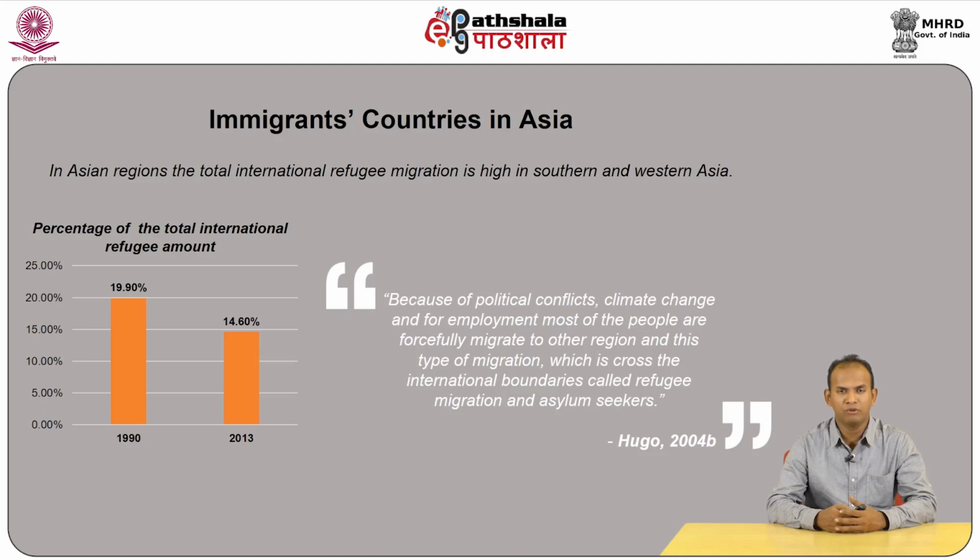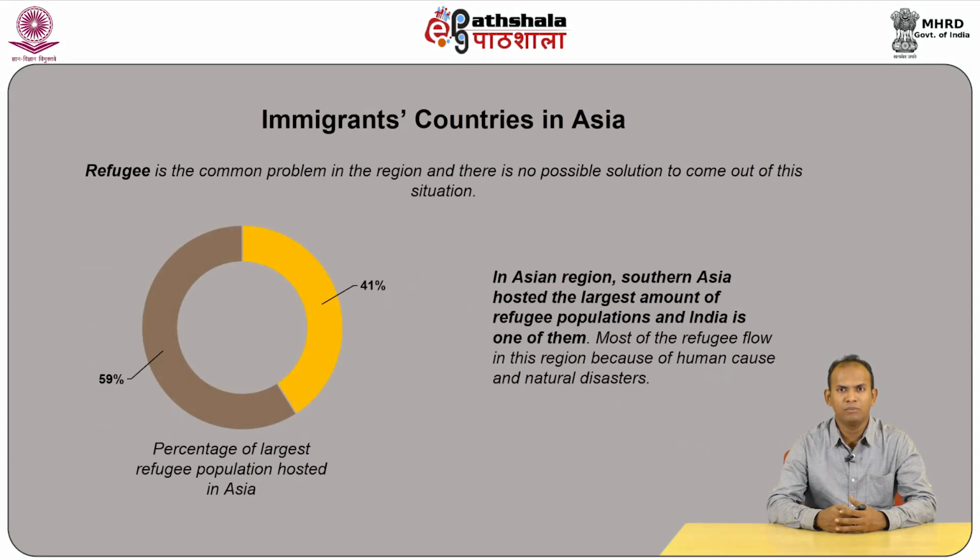According to Hugo 2004, because of political conflicts, climate change and employment, most of the people are forcefully migrated to other regions, and this type of migration which crosses international boundaries is called refugee migration and asylum seeking. Refugee migration is a common problem in the region and there is no possible solution to come out of this situation. Asia is the largest refugee host region and hosts 41% of the refugee population in the world. In the Asian region, Southern Asia hosted the largest refugee population and India is one of them. Most of the refugee flow in this region is because of human causes and natural disasters.